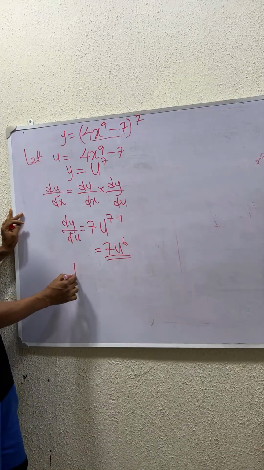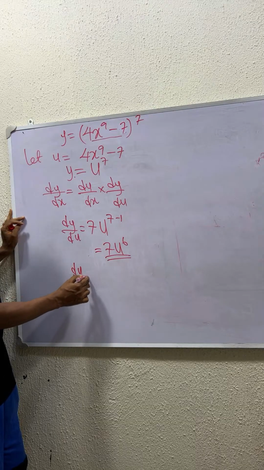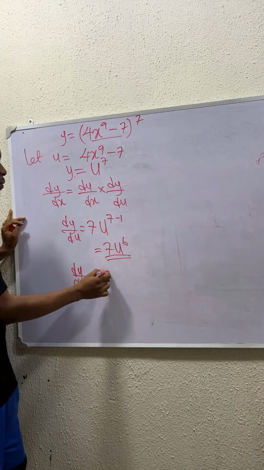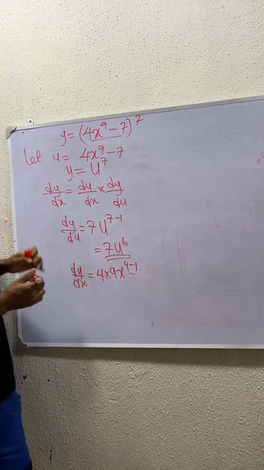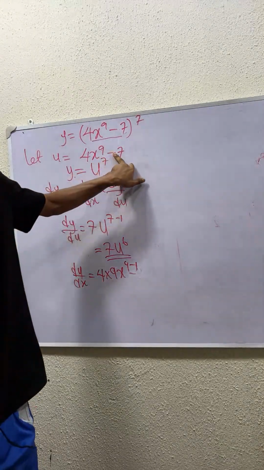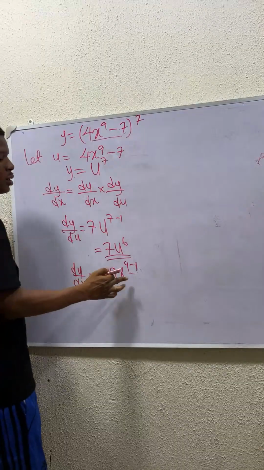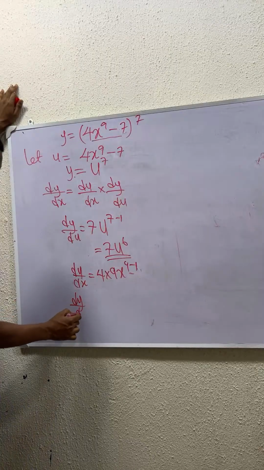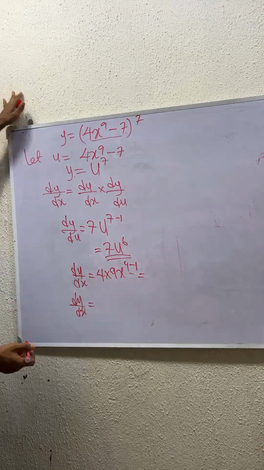Then the next one we look at is differentiating u with respect to x. Differentiating u, which is 4x power 9, will now be 4 times 9, x power 9 minus 1. When you are differentiating a constant, it is 0, so no need of writing it. The next one is differentiating y with respect to x, which is just the product of the two derivatives, because 4 times 9 is what?